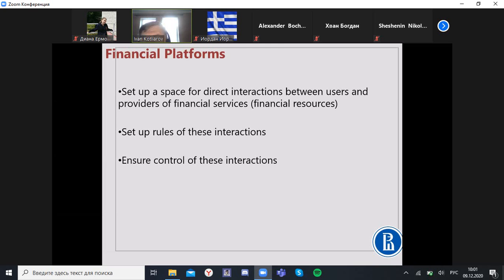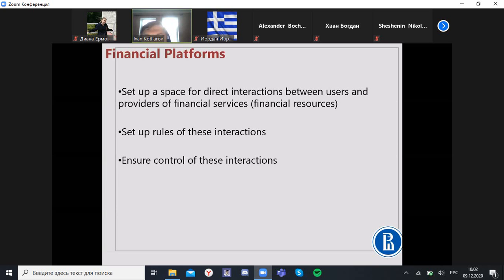There are several examples of such platforms. In Russia, we can indicate Planeta and Boomstarter. At the global level, as you probably know, the most known crowdfunding platforms are Kickstarter and Indiegogo.